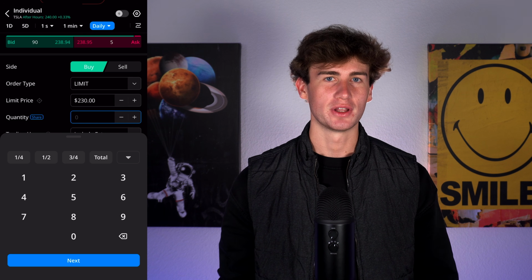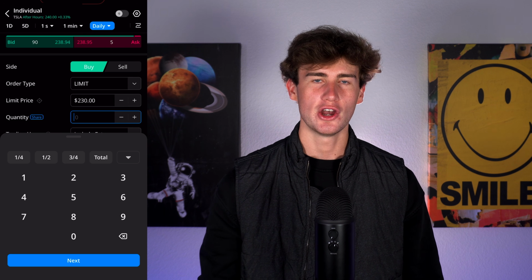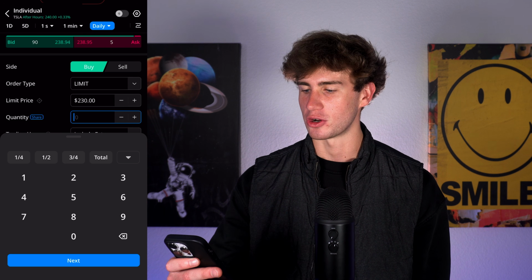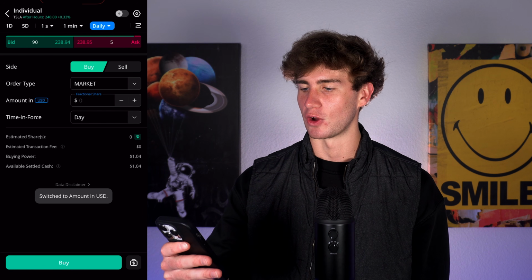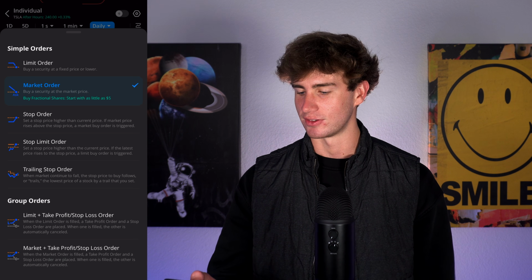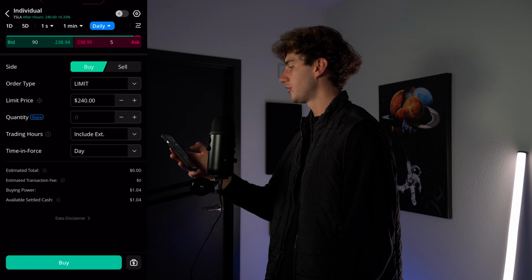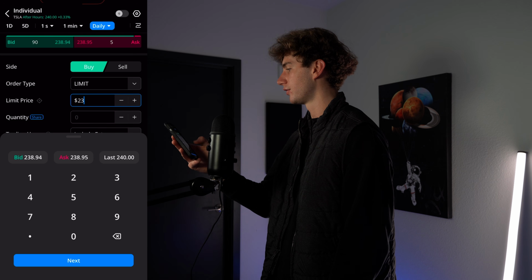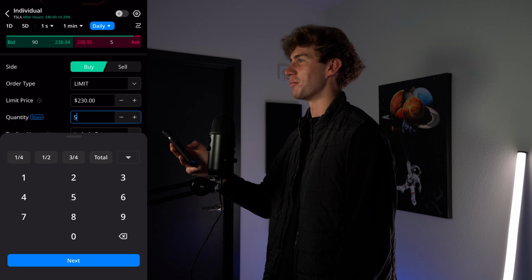Next is quantity. You can select the number of shares you'd like to trade or enter a specific dollar amount. Now, this just flipped us over to a market order, and that's because Webull does support fractional share trading, but only with a market. So let's flip this back to limit, enter $230 for our price, and then enter 5 for the number of shares.